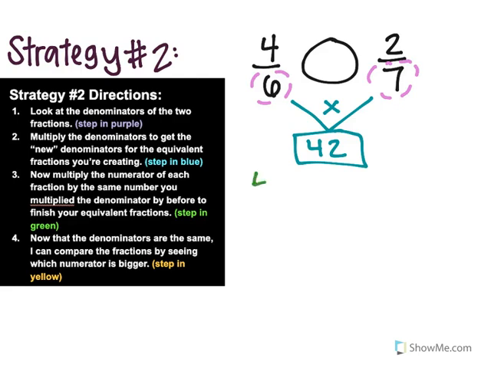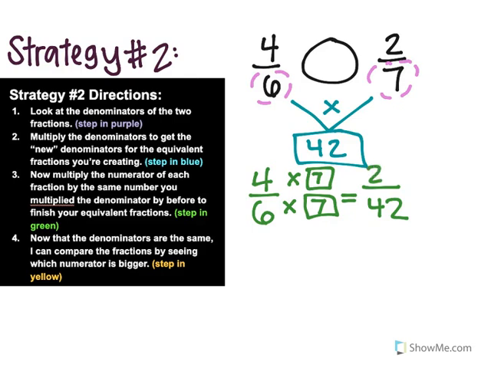So I take 4/6 and I'm going to ask myself, what would I multiply by that to get to 42? I can use my facts up here and know that it's 7. But if I do it to my denominator, I have to do it to my numerator too. So 4 times 7 would give me 28. This is my new equivalent fraction for 4/6.